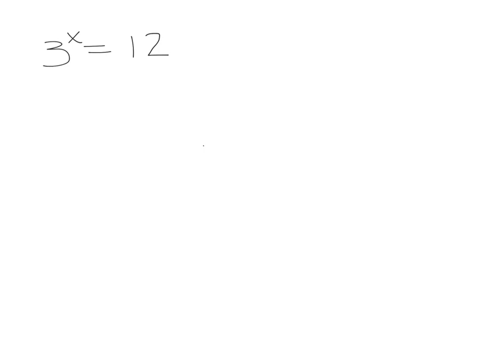I know that 3 to the second power is 9, and I know 3 to the third power is 27. So the answer has to be between 2 and 3. That's about all I know. But what we're going to do is apply properties of logarithms to try to help us solve this. So let me jot down one of the properties that I know.